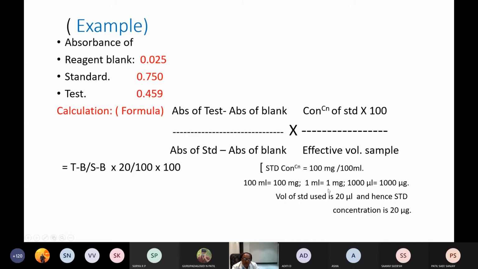This is the concentration in our test. The same thing is maintained. The volume of the standard used is only 20 microliter. So what happens? 20 by 20, that nullifies there. So 20 microliter. So the absorbance divided by 100 multiplied by the 100. You can see the next slide.